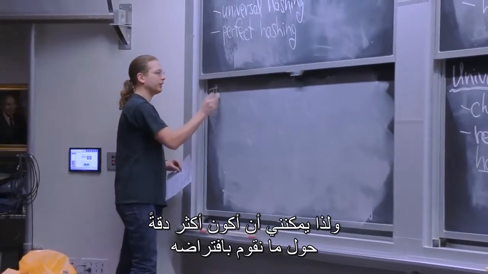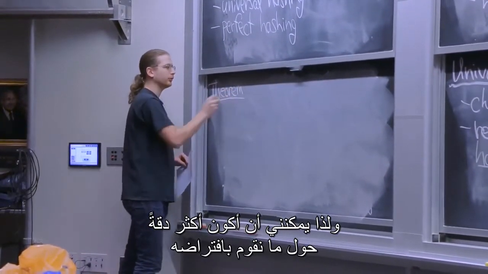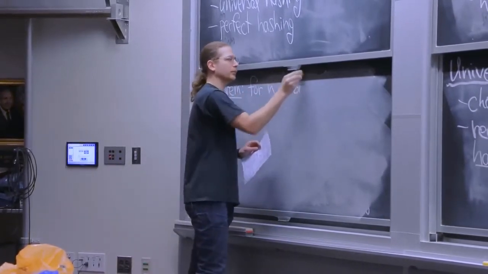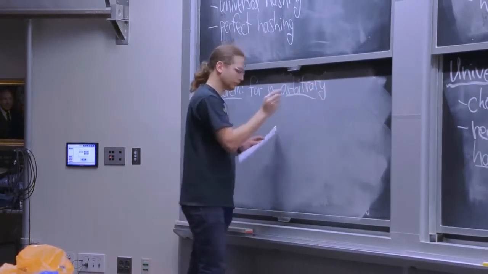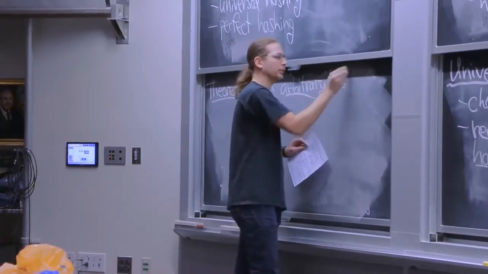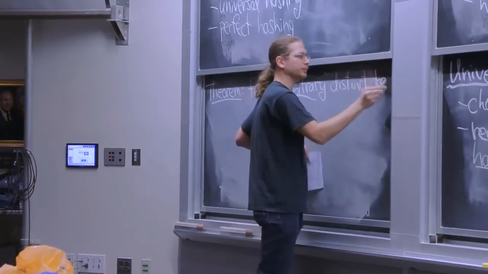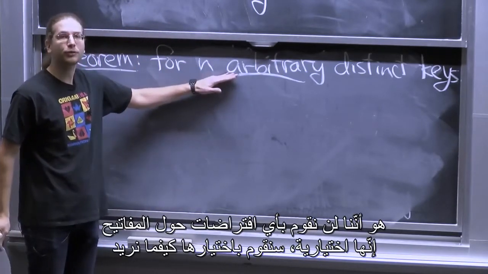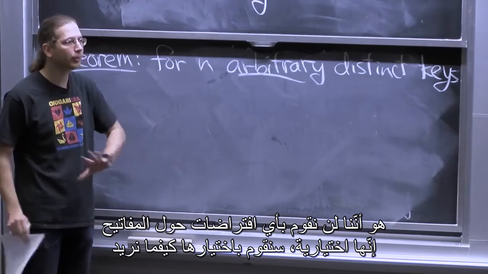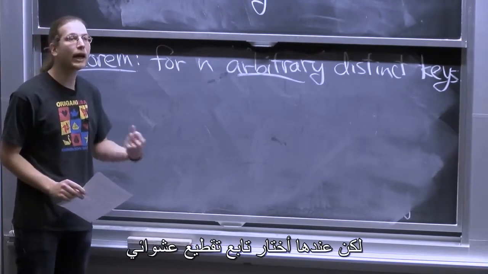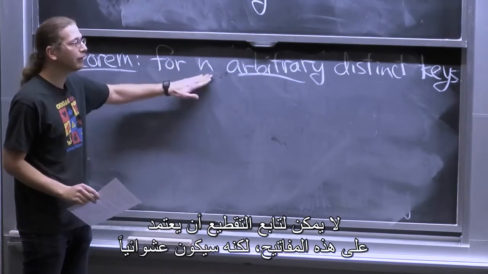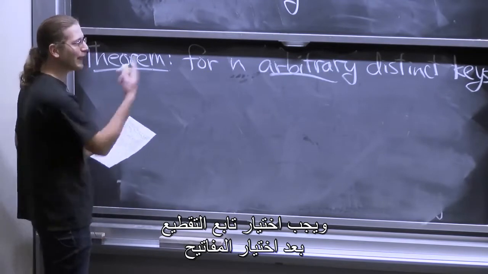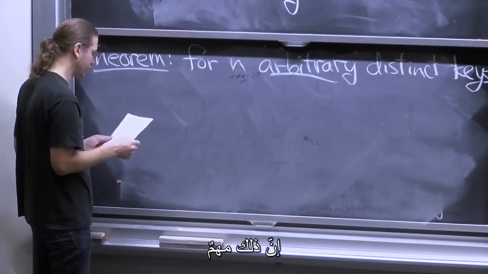And so I can be more precise about what we're assuming. The key difference between this theorem and the 006 theorem is we get to make no assumptions about the keys. They are arbitrary. You get to choose them however you want. But then I choose a random hash function. The hash function cannot depend on these keys, but it's going to be random. And I choose the hash function after you choose the keys. That's important.